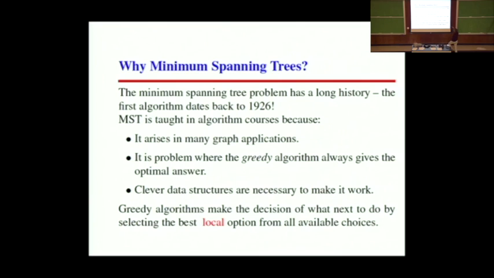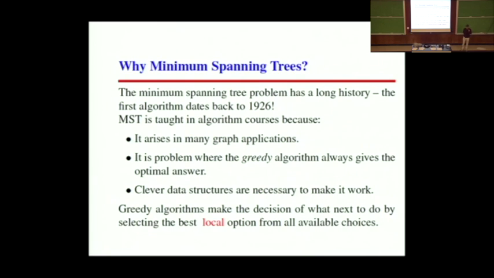But there's two pedagogical reasons why we will talk about minimum spanning trees here. One is it's got an amazing property, which I do hope and I think I will be able to get to today, proving to you that the greedy algorithm works and gives you the correct answer. And this is kind of an amazing thing.